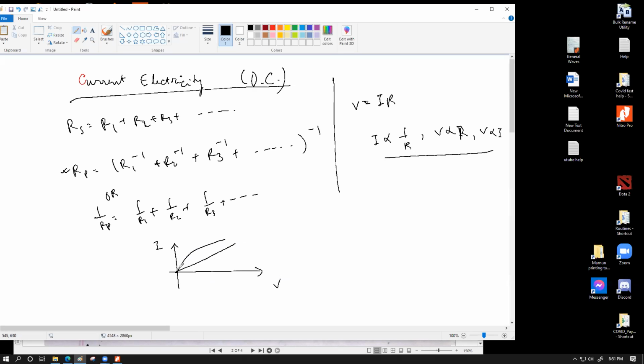Metals, as more current flows through a metal, tend to heat up, and that heating causes more physical friction between the flowing electrons and the lattice ions, which ultimately results in a higher resistance. That's why we lose a bit of the gradient.